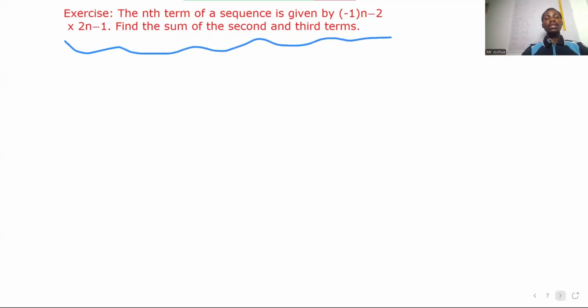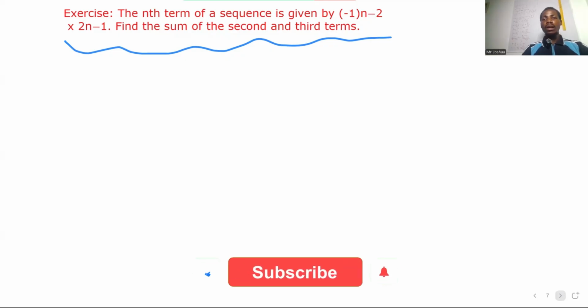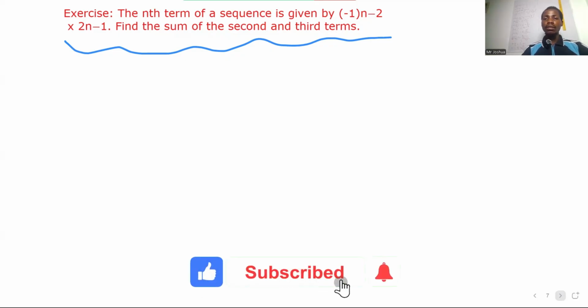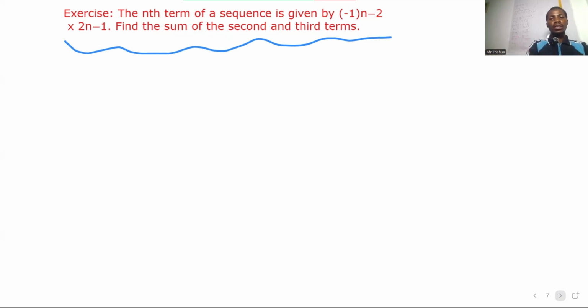The question says the nth term of a sequence is given by -1 and then we have n minus 2 times 2n minus 1. Find the sum of the second and third terms. Okay, this question is intended to be in this form. Let's rewrite this again. So the original question goes thus.